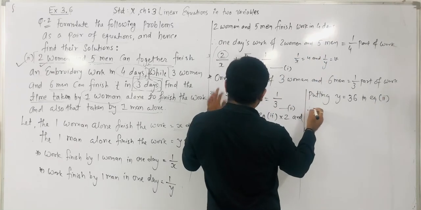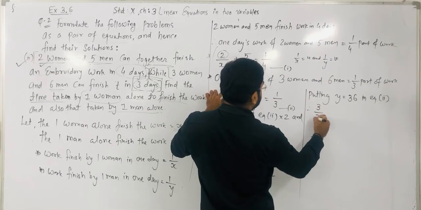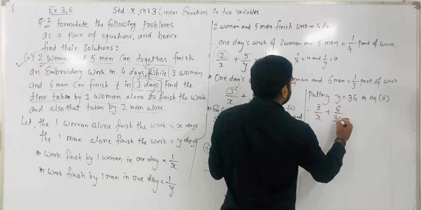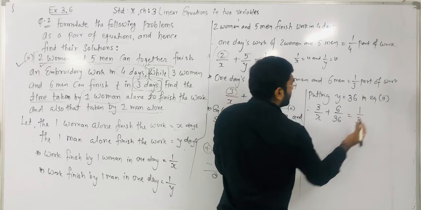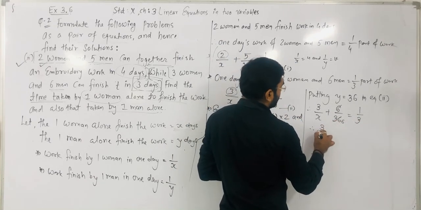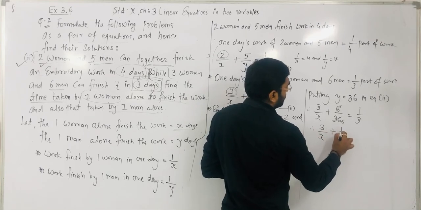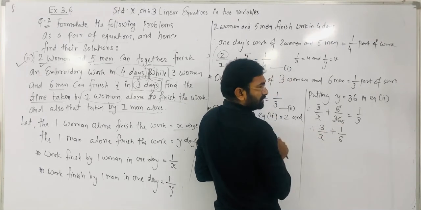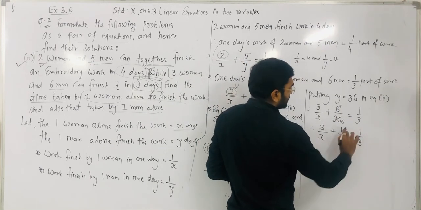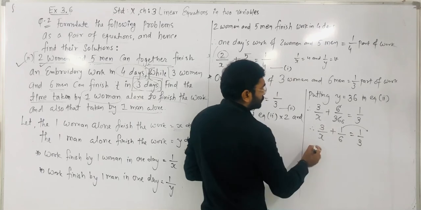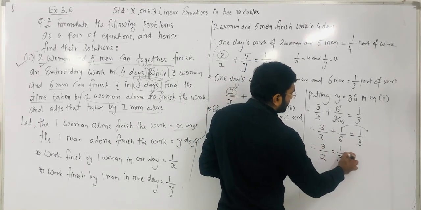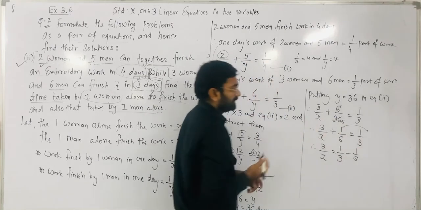So here we get equation number 2: 3 by x plus 6 by y. In place of y we put 36, is equal to 1 by 3. So here we can say 6 6s are 36. So we get 3 by x plus 1 by 6, because in the denominator we get 6, is equal to 1 by 3. That plus 1 by 6 goes to the right hand side and becomes minus 1 by 6. So 1 by 3 minus 1 by 6.